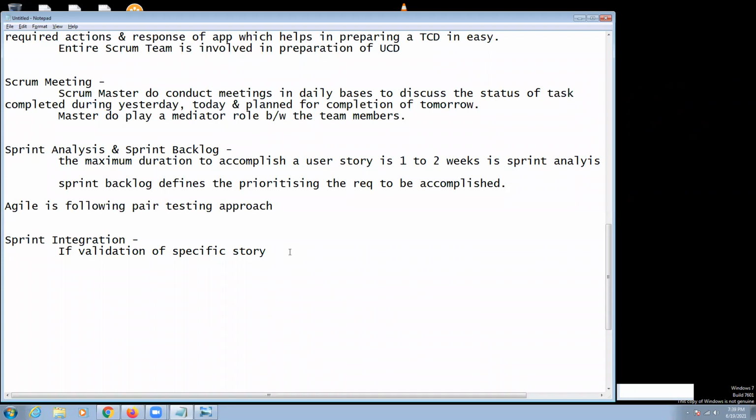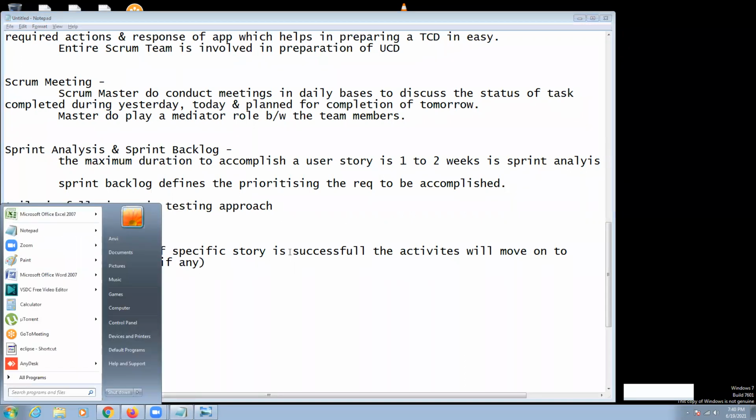So coming down to this line over here, sprint integration: if validation of a specific user story is successful, the activities will move on to the subsequent set of requirements. Now, when do we do this integration? In your notes, I mentioned it as 'if any'. Why is this 'if any'?